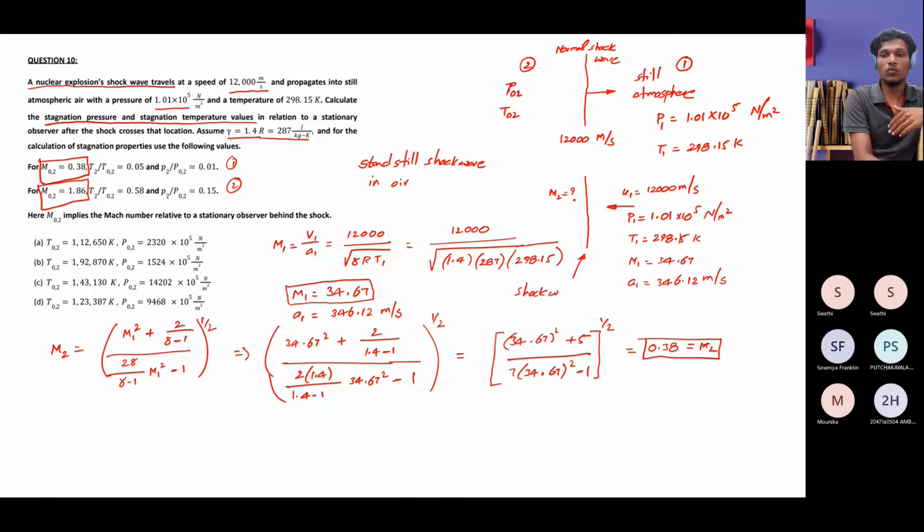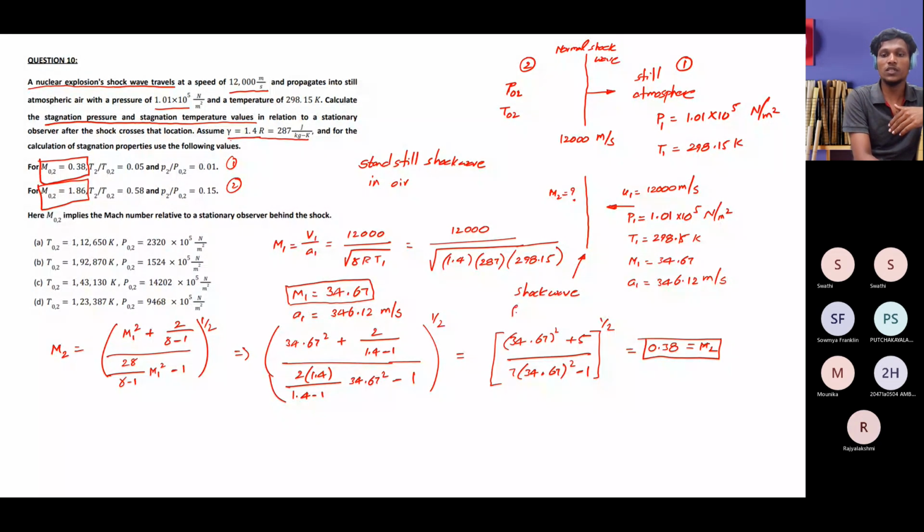This is the shock wave frame of reference. That means the analysis we are doing is with respect to the shock wave, that is, assuming the shock wave is stationary and the flow is moving. Shock wave frame of reference.